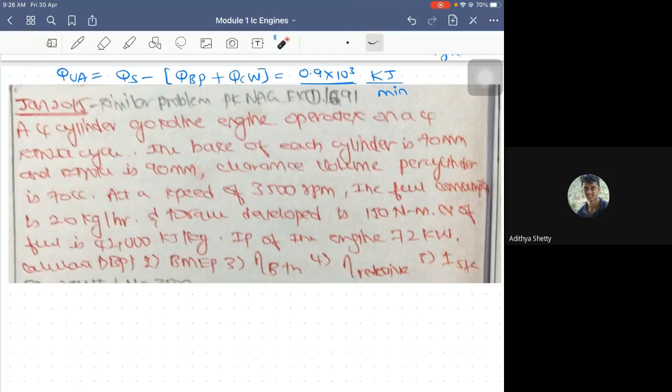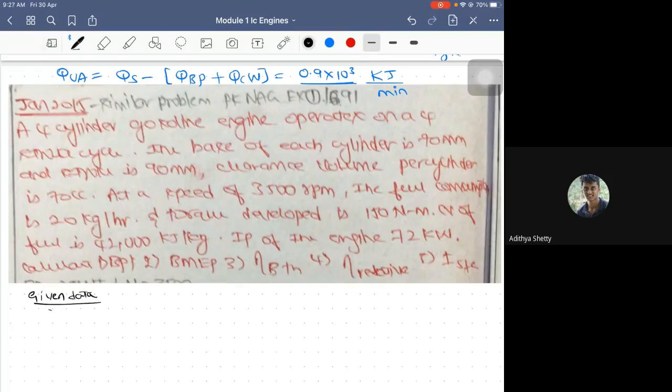Start the problem. Okay, let us write down the given data. I'm reading it. Okay, so what are the given data? It's a 4-cylinder gasoline engine, he says, and on the 4-stroke cycle.